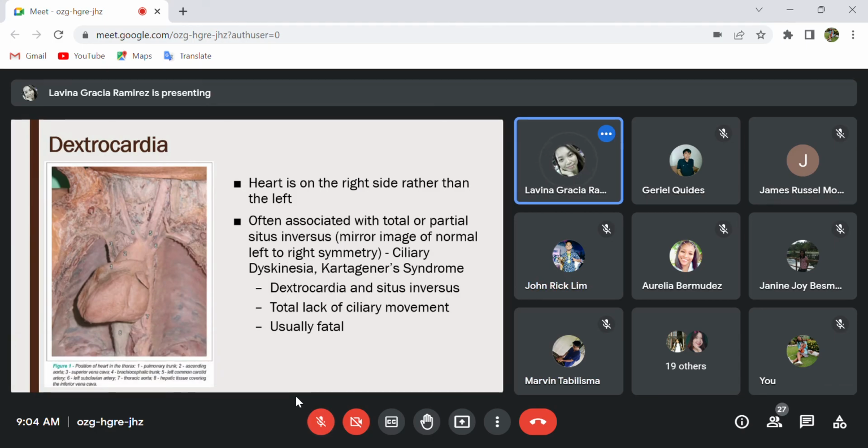So bumaliktad siya. Okay, left to right symmetry. So it could either be due to ciliary dyskinesia or Kartagener's syndrome. So this will see in situ, ayan, so inversus yan, so inverted yan, dextrocardia is inverted description. There will be total lack of ciliary movement, that's why yung ciliary dyskinesia, and usually fatal. Okay, so that is the congenital diseases in the heart. Okay, next will be pathology of blood vessels.